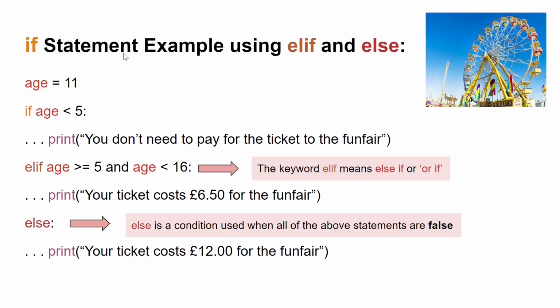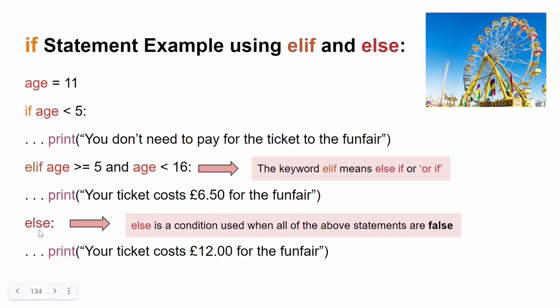I'm going to go through another if statement example, but this time it's using two new concepts, elif and else. I make a variable called age and assign it to my age, which is 11. Then I type if age is less than 5, that I print out, you don't need to pay for the ticket to the fun fair. And then I type elif. Elif basically means else if, so it's considering another option. Then I type age is greater than or equal to 5 and age is less than 16. Then it will print out your ticket costs £6.50 for the fun fair.